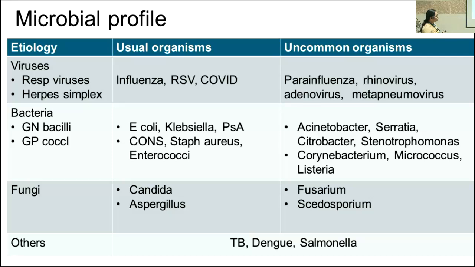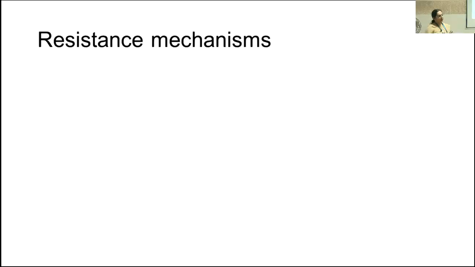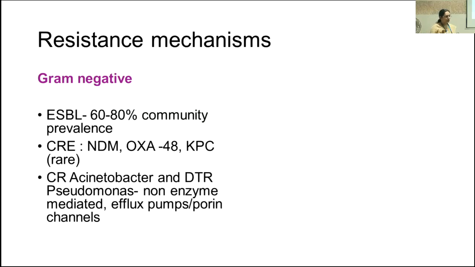Again, when we talk about gram negatives or gram positives in India, without knowing the resistance mechanisms, we can't take a step forward to manage these patients. When we talk about gram negative resistance, I'm going to try and keep it very simple. The most important thing we see is ESBL, extended spectrum beta lactamase. Even in the community, it's 60 to 80% prevalence.